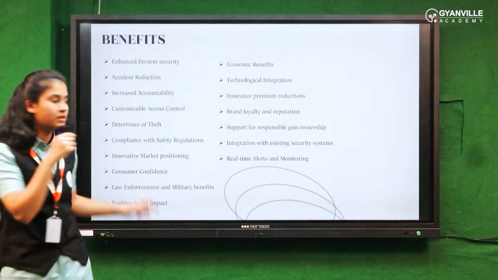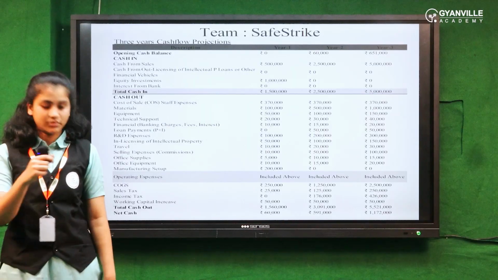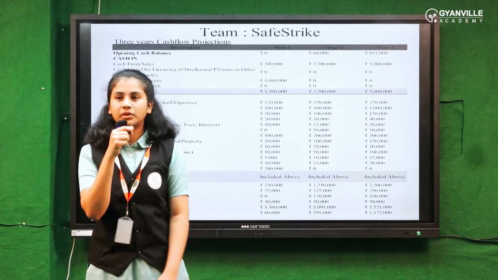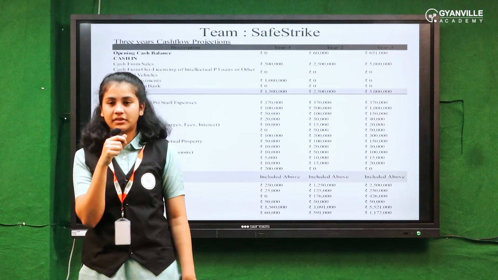Actually, go back to the previous slide. How much is the investment that you're looking for? Like in terms of funds, how much do you want? So we are going to ask for 4 crores investment for 10% equity.